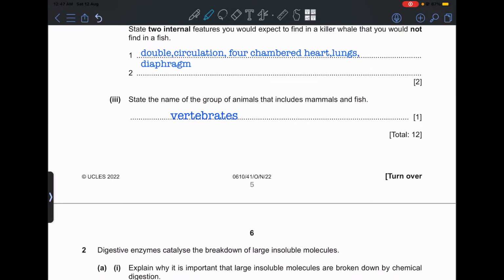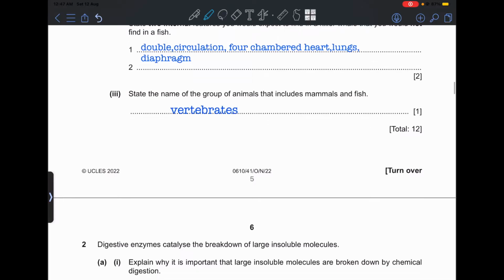Triple I, state the name of the group of animals that includes mammals and fish. Of course, this is the vertebrates.